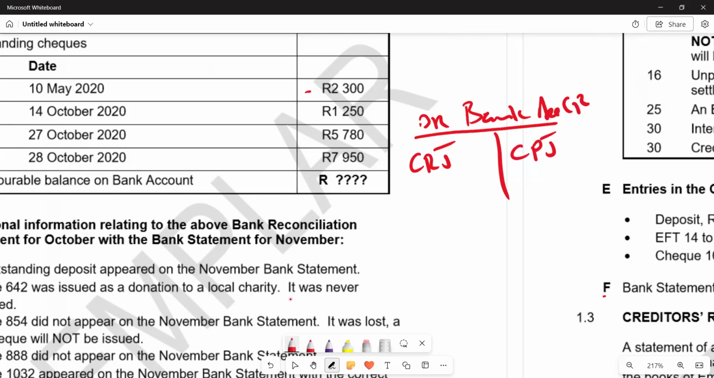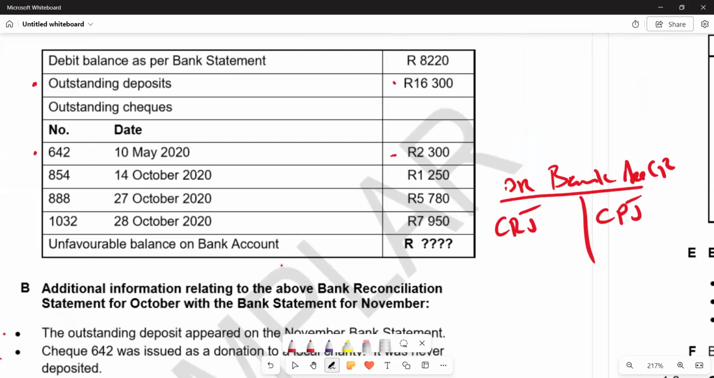When check 642 was issued, the amount of 2,300 was on the credit side. But now we are told it was never deposited, so we have to remove it. By removing it, you go to the opposite side and enter it. It's now 2,300 minus 2,300, which comes back to zero, showing that we have removed it. So we are debiting here, entering 2,300 in the cash receipts journal.